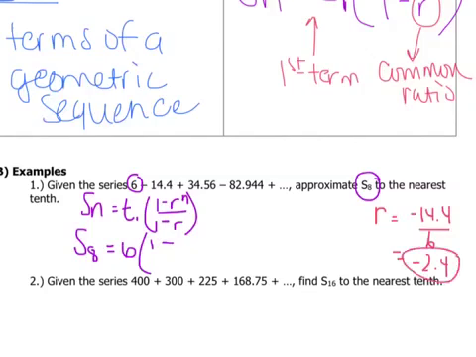Be really careful here, though, because this is 1 minus negative 2.4. So I typically put that in parentheses. And then the value of n is 8, all over 1 minus negative 2.4. So there's a lot of places to make a little mistake. So be really, really careful when you're using this formula. There's a lot of places to make a silly mistake.